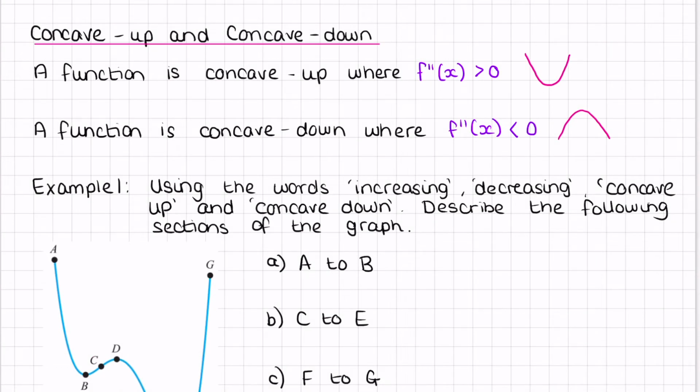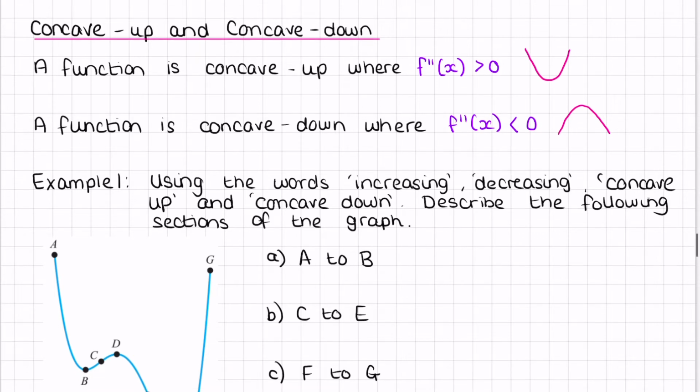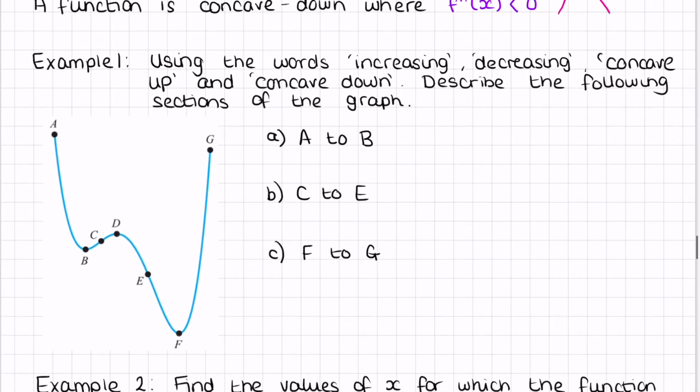Next part, concave up and concave down. A function is concave up where the second derivative is greater than 0, and a function is concave down where the second derivative is less than 0. Using the words increasing, decreasing, concave up and concave down, describe the following sections of the graph: A to B, C to E, and F to G.